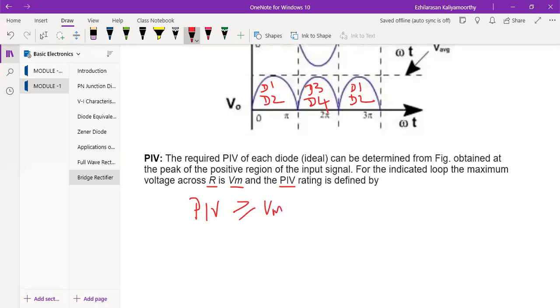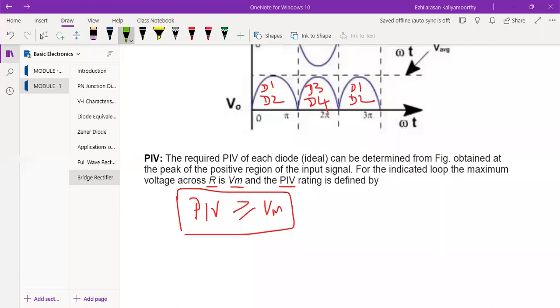For the bridge wave rectifier, the PIV should be greater than or equal to Vm, where Vm is the peak voltage. So from this, we can say it for bridge wave rectifiers.